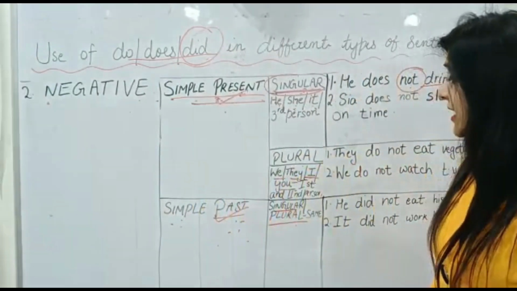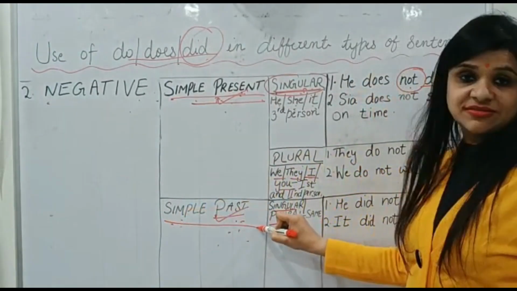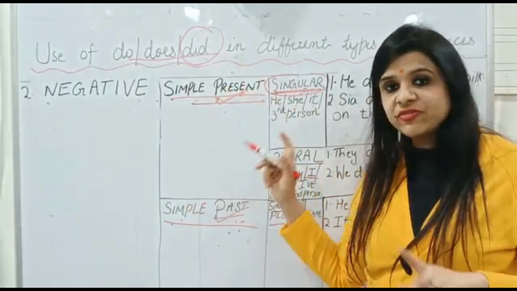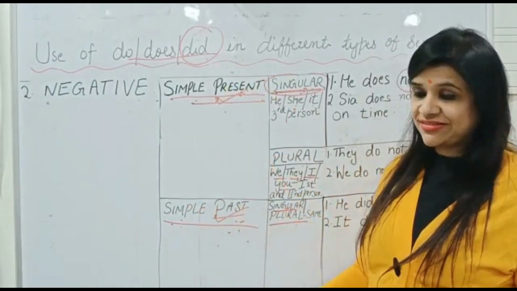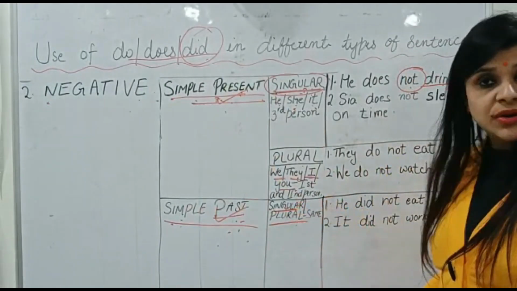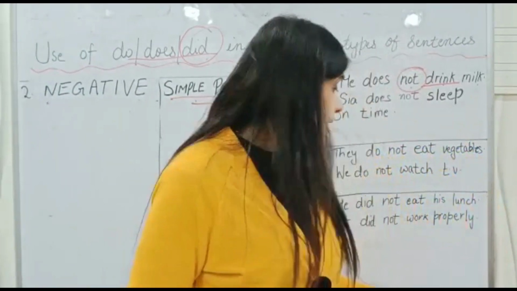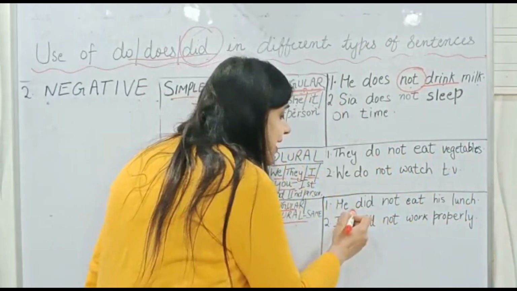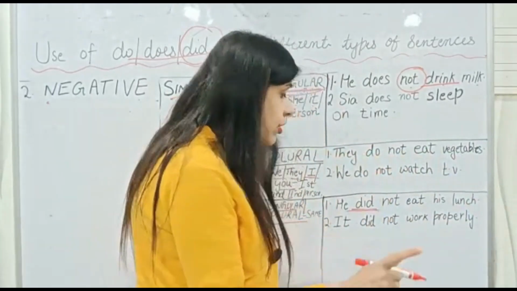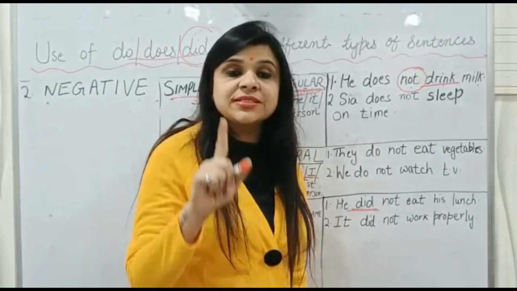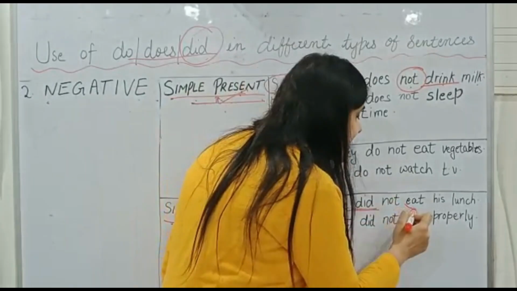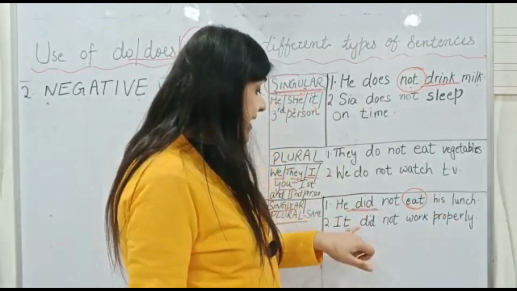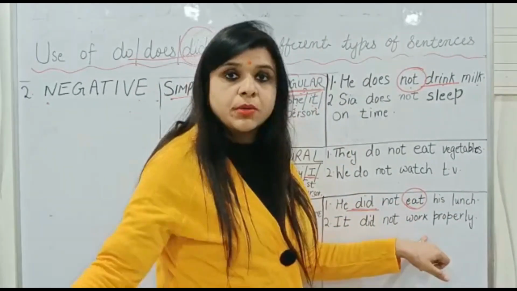Now friends, let's see in simple past tense. Again, we are using the same verbs like do, does for simple present, now did for past tense. So here, the rule is same for singular and plural. He did not eat his lunch. Since we have did, so what did I tell you? With did, we always put the verb in the base form, first form, eat. It did not work properly.